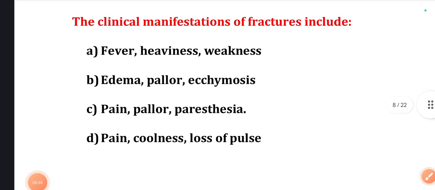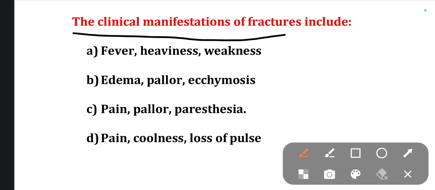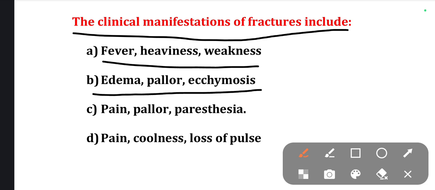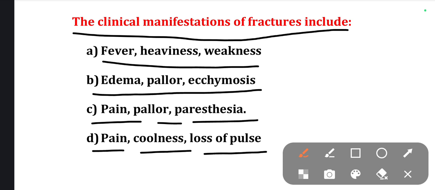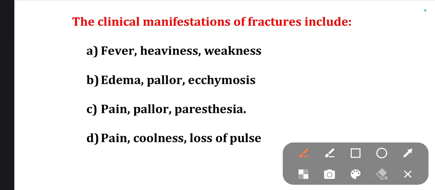The next one is the clinical manifestation of fractures include. So when the person got the fracture, what are the clinical features we can see? Option A, fever, heaviness and weakness. Edema, pallor and ecchymosis. Pain, pallor, paresthesia. Pain, coolness, loss of pulses. So the right option is option C.